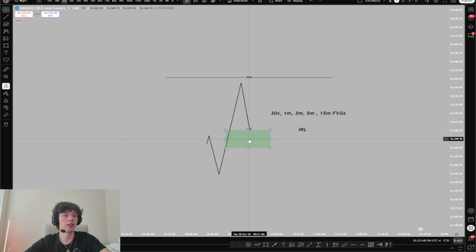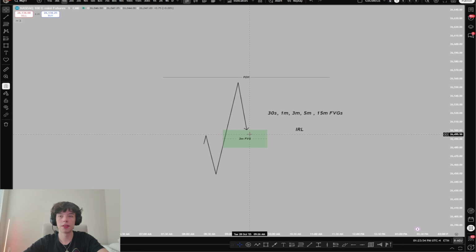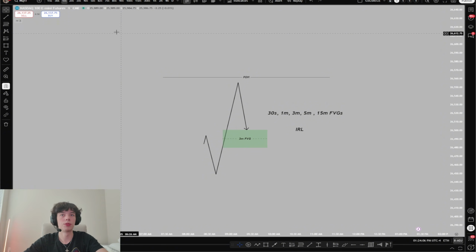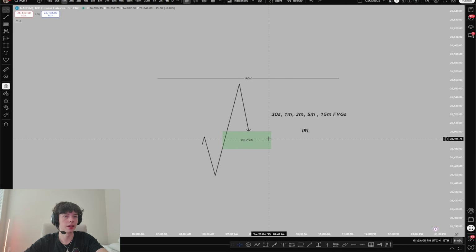Okay, so say this is a 3-minute fair value gap. We're going to wait for the market to trade into the 3-minute fair value gap, and then we're going to scale down the time frame. Because a lot of the times once we hit this manipulation, the market is going to displace and take us to our next pool of liquidity, which in this case is previous day high. So we're going to scale down to something like the 30-second.